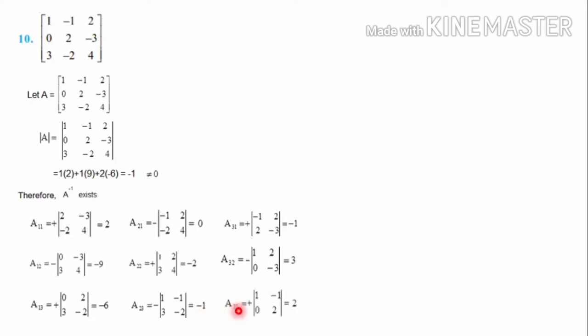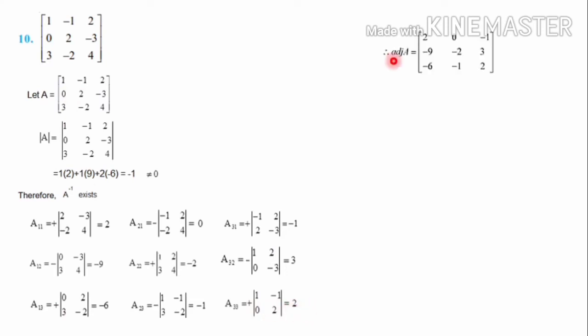Next is A33, that is third row third element. The sign is plus because 3 plus 3 is 6. 6 is an even number. So the sign we have written outside as plus. Third row third element, that is 4. That particular row and column is eliminated. The remaining elements are 1, minus 1, 0, 2. After calculation we have got the answer as 2.